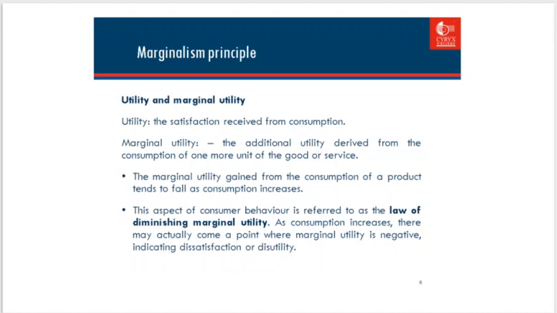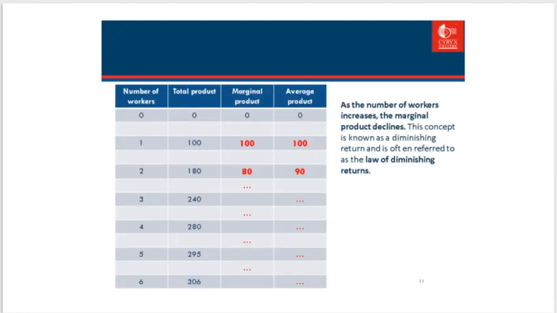That is the law of diminishing marginal utility. At some point, our satisfaction, our utility of consuming that product will decrease. That is the diminishing of marginal utility. Let's check the table, so we will know how it works properly.